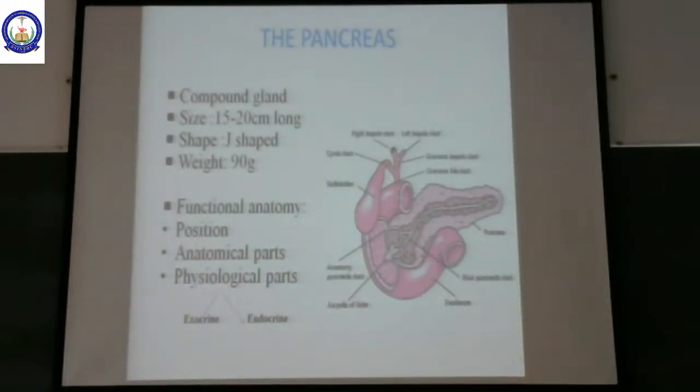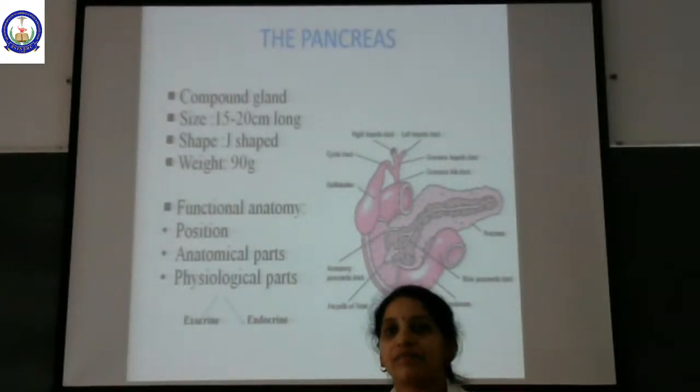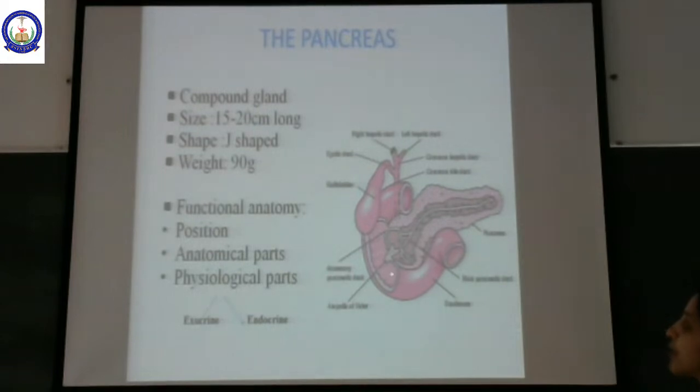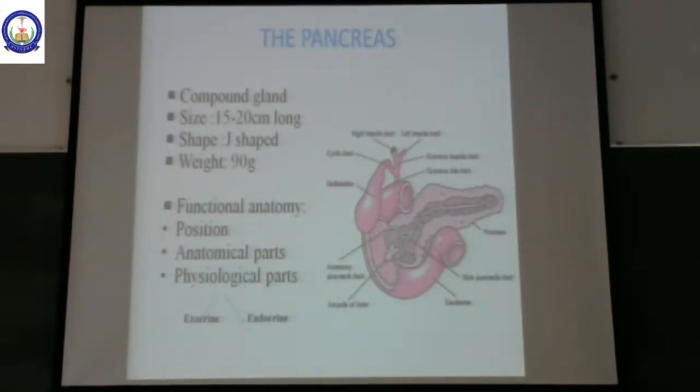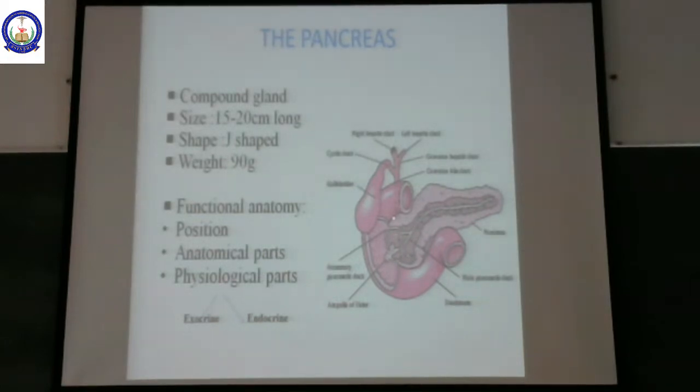Coming to the functional anatomy, it is present in the abdomen towards the left side, right? You can see here it is very much near to the second part of the duodenum. It is present just next to the second part of the duodenum. Coming to the anatomical parts, it has head, body and tail.